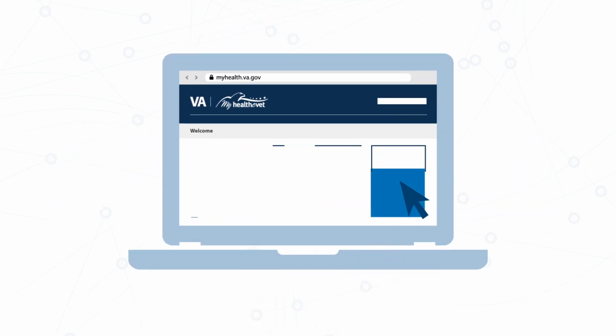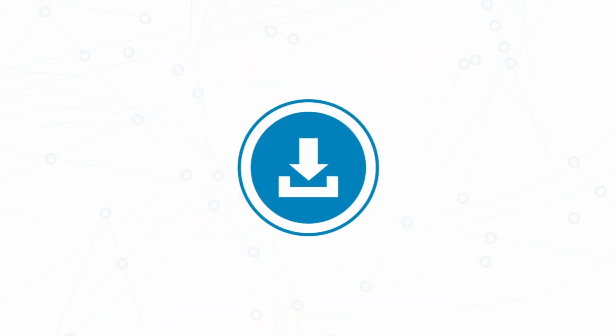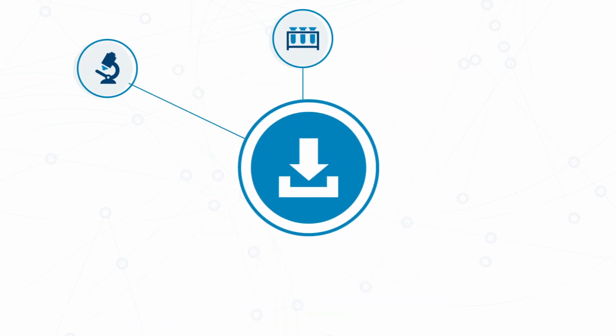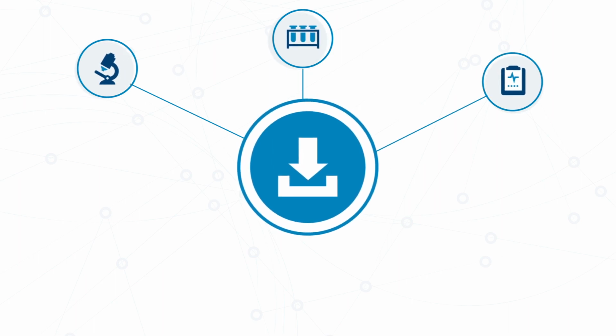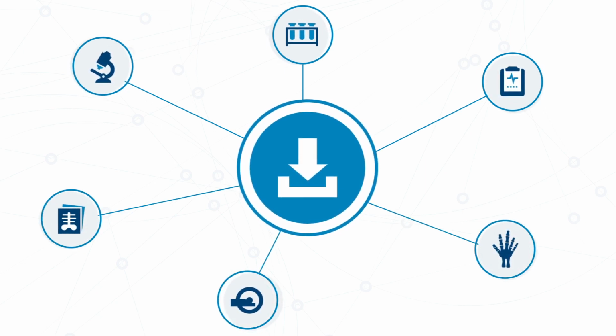Access your VA health records and create custom reports using VA Blue Button. Blue Button is also where you can find labs, tests, copies of key portions of your electronic health record, and your previous health summaries and medical images like x-rays, CT scans, and MRIs.